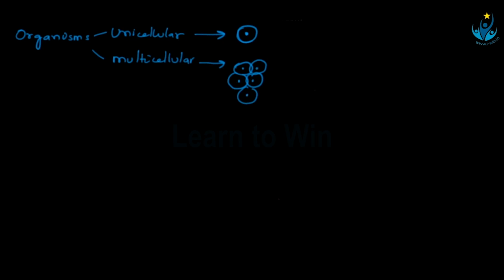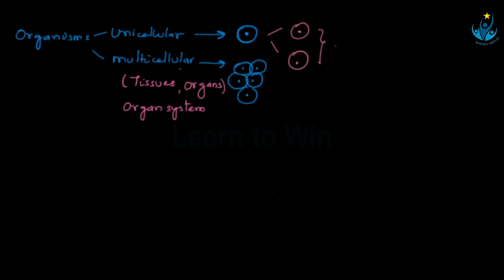There will be a group of cells which form specialized structures called tissues, organs, and as the complexity increases, they become organ systems and finally form the organism. So in multicellular organisms, you have millions of cells which form the organism, and in unicellular, you have a single cell that forms the organism. Now, when this unicellular organism divides, it produces two daughter cells, and each daughter cell becomes one separate organism.